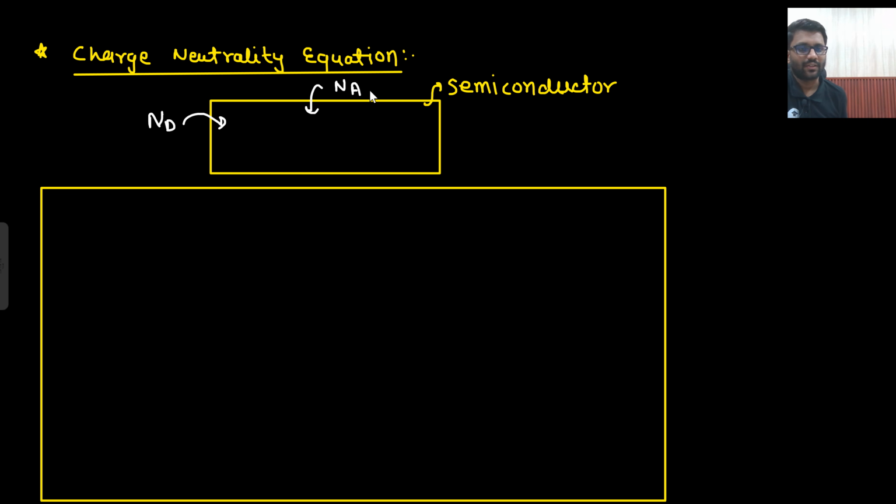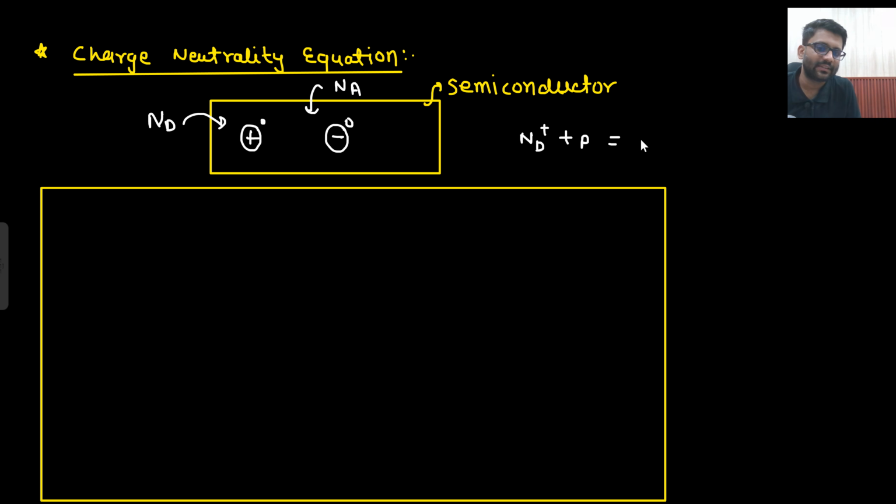Charge neutrality equation. Okay, so if I am doping donor atoms, what will this donor atom give you? Positive charge and an electron. And what will this acceptor atom give you? Negative charge and a hole. So here, what are all the positive charges? The positive charges are Nd plus and the number of holes.